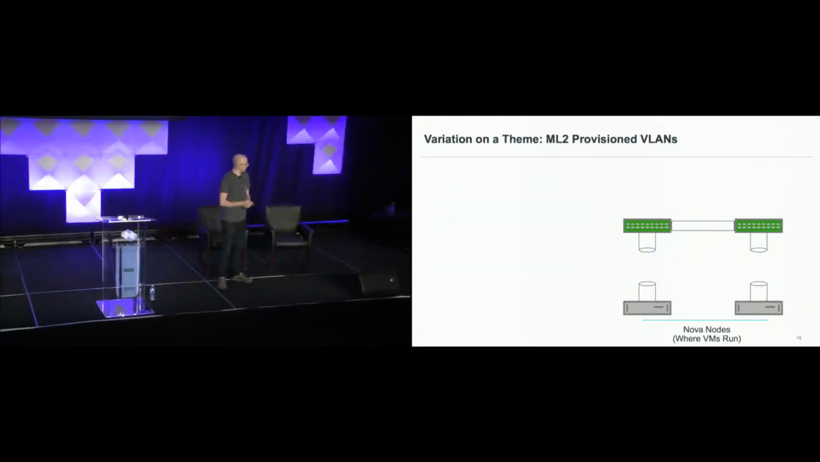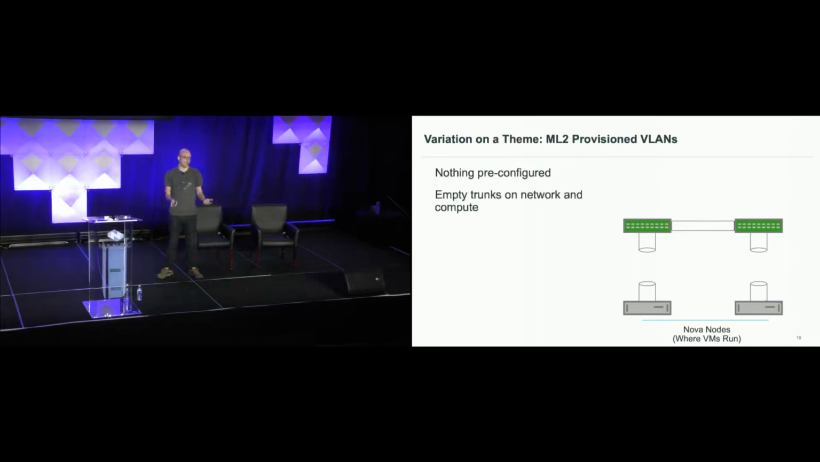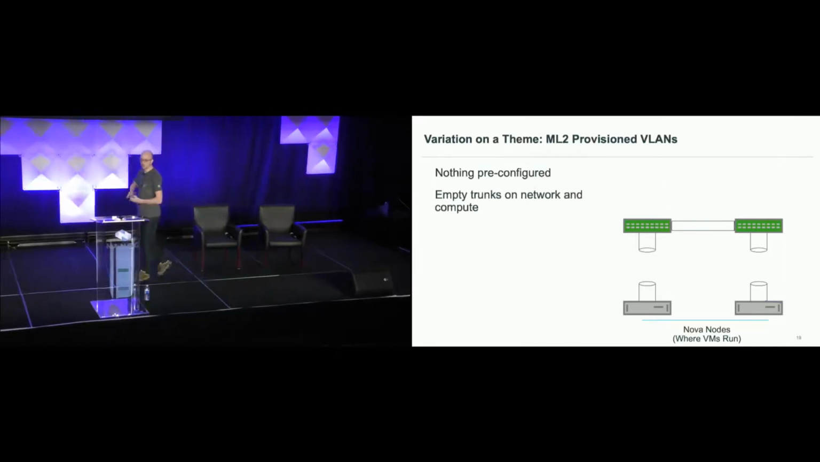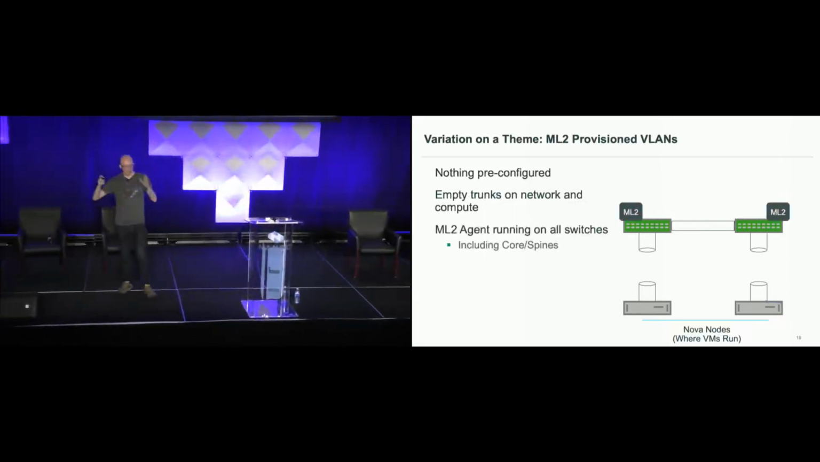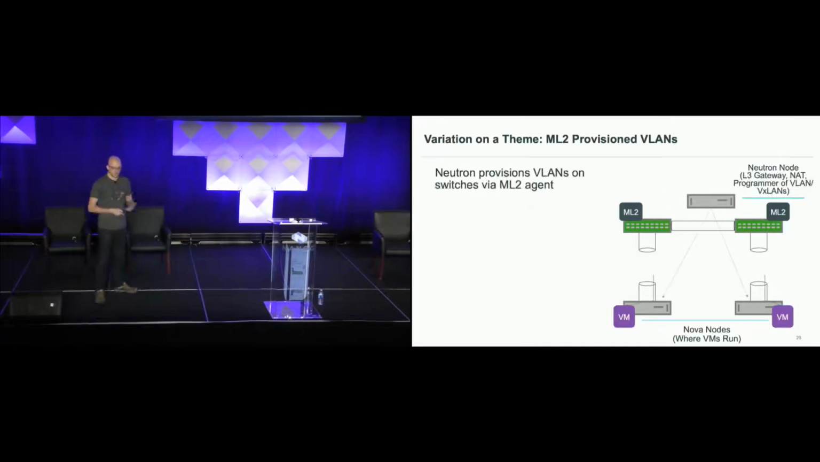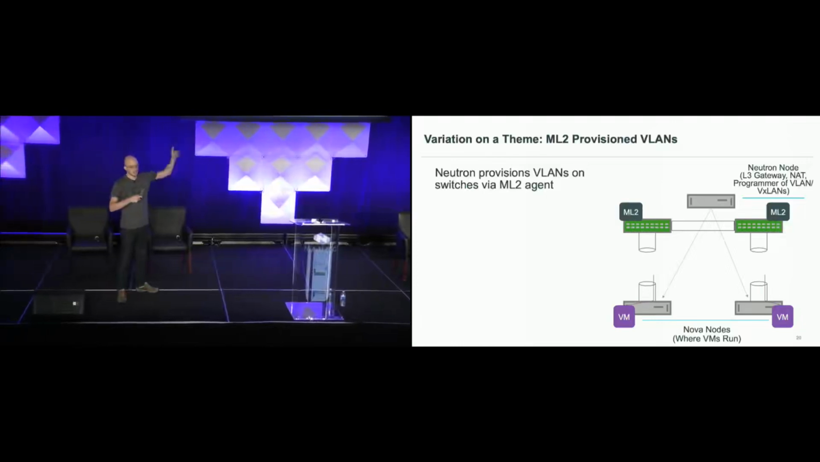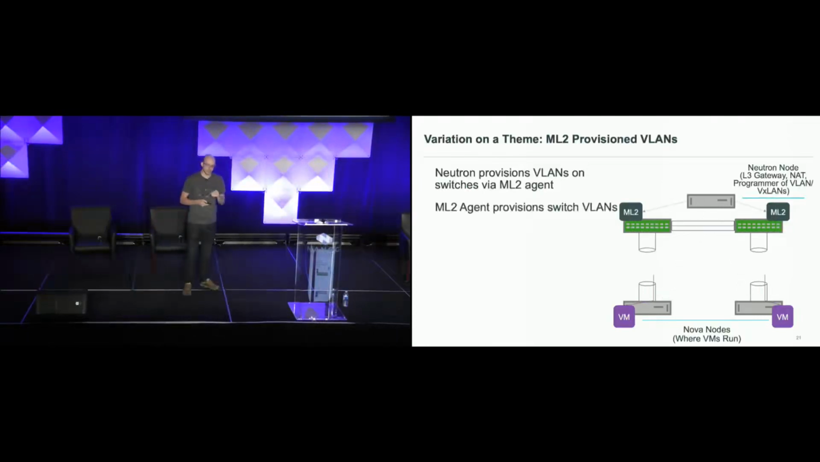So a variation on this theme is using ML2. So instead, I don't pre-configure anything. I reduce my blast radius this way. I have trunks configured, not passing any VLANs at all. So I've built the roads, I'm just not allowing any traffic on them. I'll use the ML2 agent on every device in the network. Neutron will come along, and as it provisions the VMs, as it extends the network out of the VM, out of the host, it will also poke the ML2 agent and provision those VLANs on all of the switch links in the infrastructure.